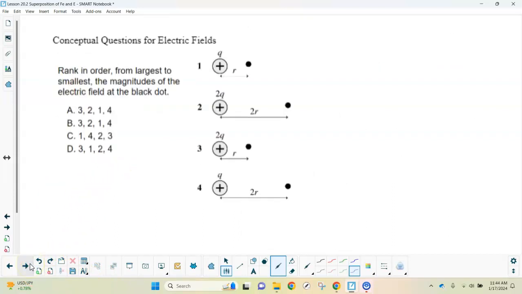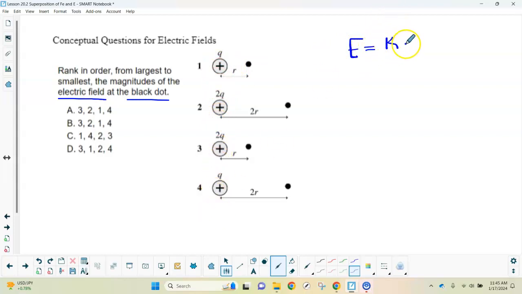All right, so we're going to end with some conceptual questions. Instead of doing the math with those two equations, we're just going to look at them conceptually. It says rank in order from the largest to smallest the magnitudes of the electric field at the black dot. The black dot is where we're going to measure the electric field. There is no charge there. We're just measuring the electric field. Each of these charges in situations 1, 2, 3, and 4 is creating an electric field.